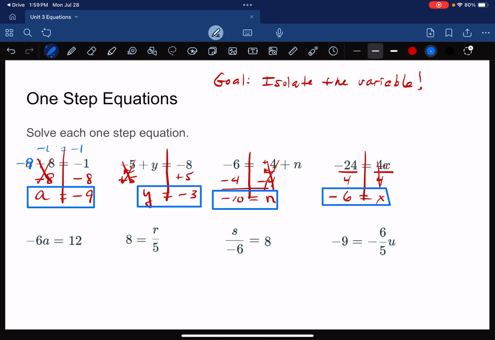You try the next one there. All right, hopefully you split that into 2 pieces, and you divide it by -6. A has a value of -2.